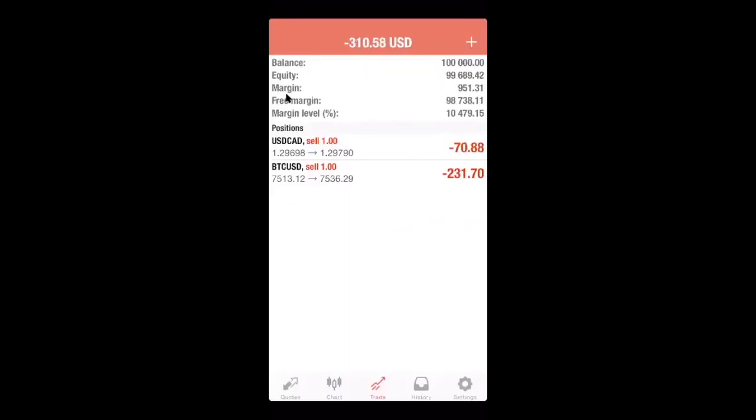Margin. This is pretty much, you know, what we broke down already. This is where your margin is. This is your free margin, right over here. Your free margin, and your margin level is right over here as well. So you just pretty much have to hold on to trades, and then eventually, through time, it'll be positive.